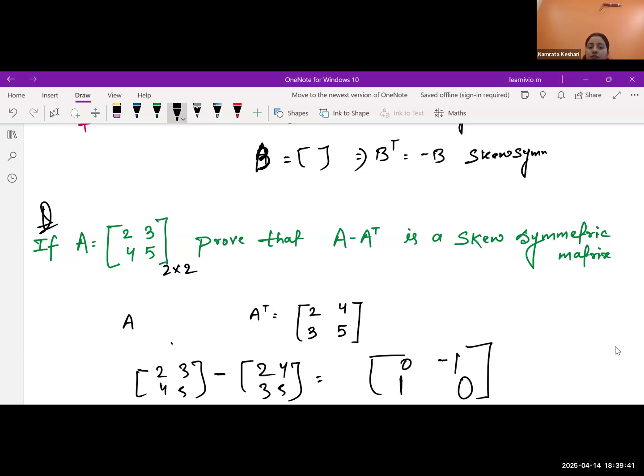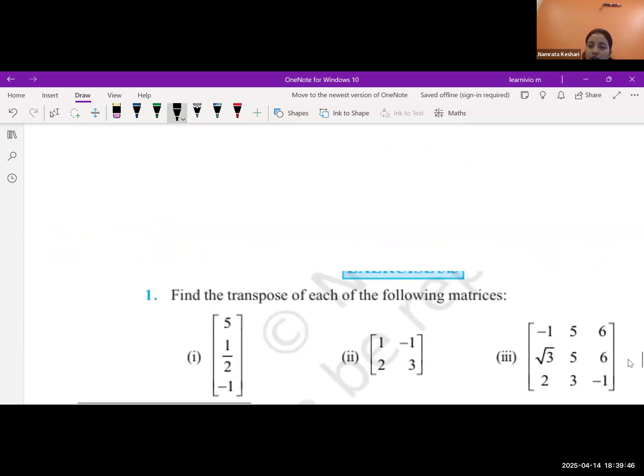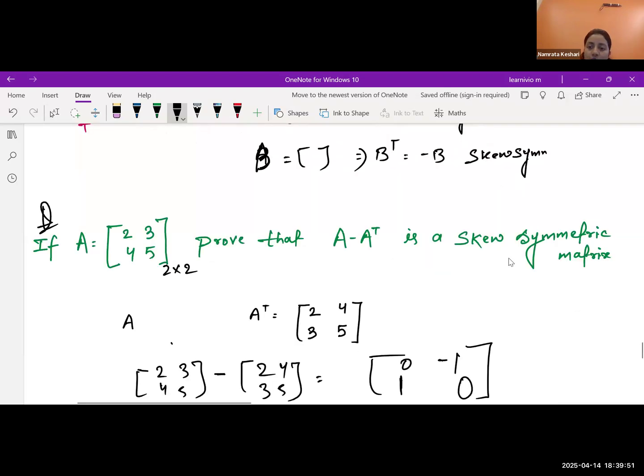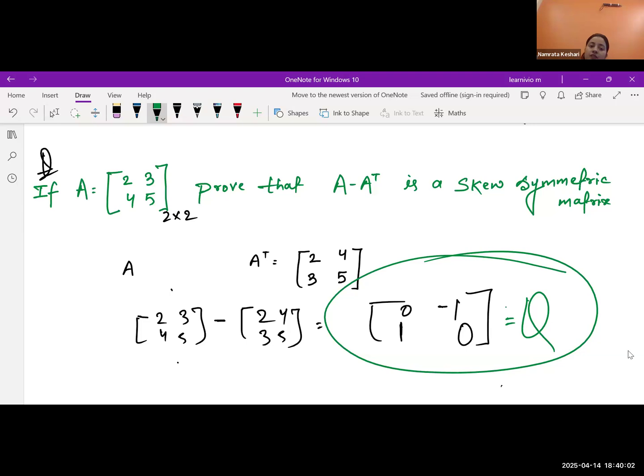And the resultant which we have got just now, we are supposed to show whether it is a skew symmetric matrix. That's what we are checking over here. So suppose the resultant matrix which we are having in hand is Q. So we'll have to find Q transpose, just changing the rows. Q transpose will be 0, 1, minus 1, 0.